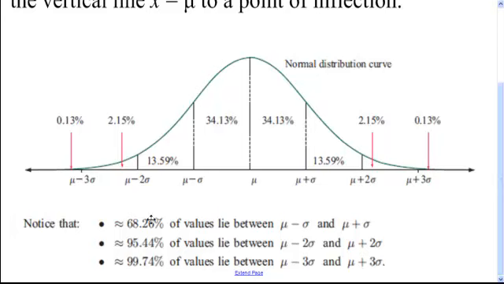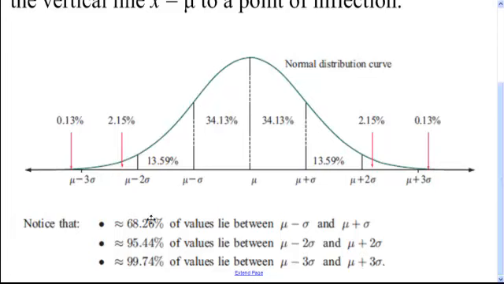95.44 actually fall within 2 standard deviations above and below, and 99.74 fall within 3 standard deviations above and below, which is part of the reason those ends are actually 0.13, not 0.15, which I think is what we looked at early on, just based on rounding factors. So keep that in mind when you start looking at what falls where.